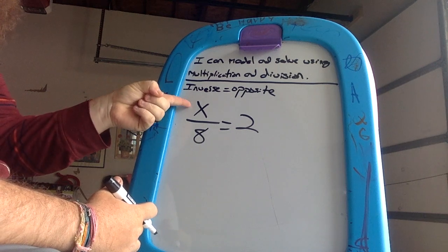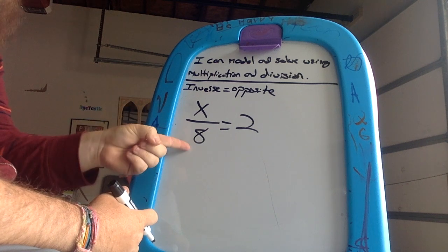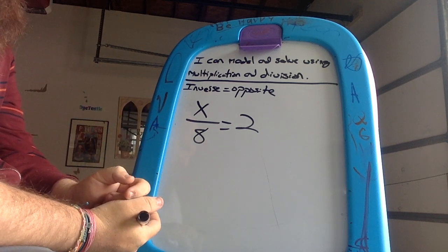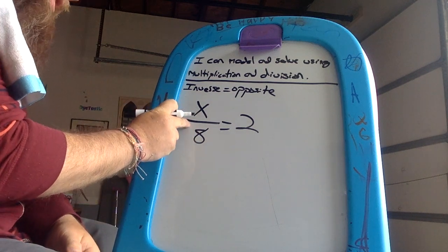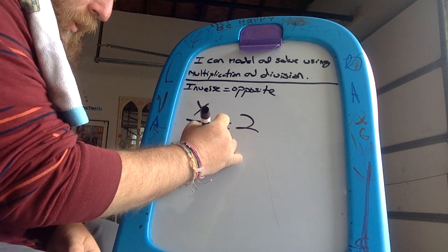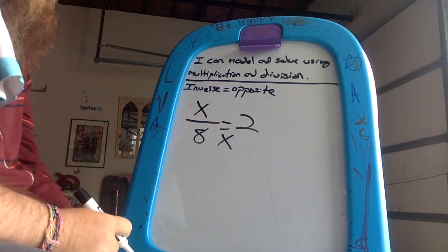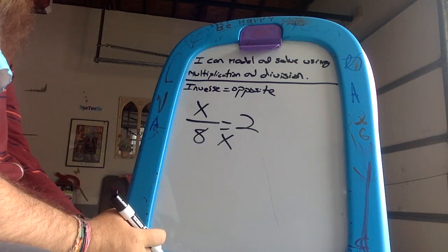I need to find the numerator that, when I divide it by the denominator, is going to give me the answer of 2, right? So now I know that the opposite of division is multiplication. So I can just put here times 2, times the whole number and the denominator.